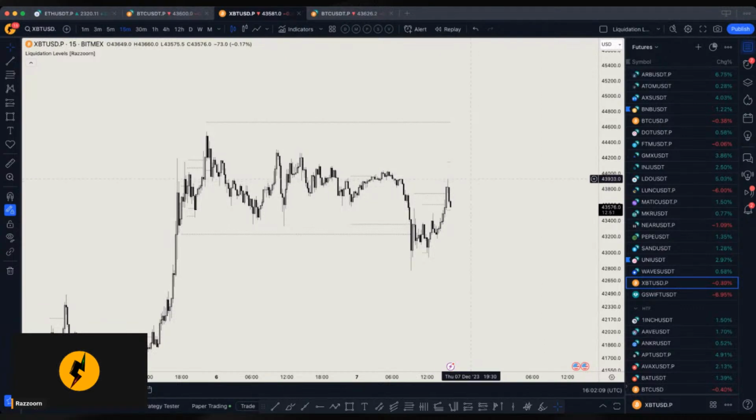So I'm gonna explain the recently released liquidation levels indicator. I shared it in the chat for the exclusive members. There's a link in the resources channel. When you click on that, you can add the indicator to your favorite list, and then you can access it on your chart.